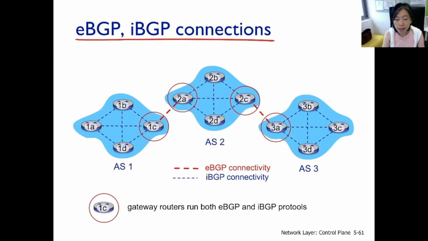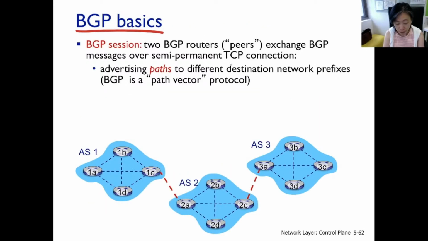So once again, these are gateway routers, and you see them having both the red connections and the blue connections. They run both the eBGP part of the protocol as well as the IBGP part of the BGP protocol. Those BGP connections are often referred to as BGP sessions. So these routers will exchange messages over semi-permanent connections. The reason that they're called sessions is probably because it's semi-permanent, so it's on all the time, and occasionally you take it down and then restart it. Okay, so semi-permanent TCP connections.